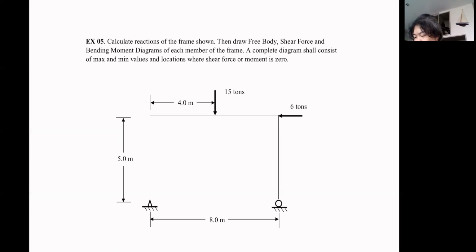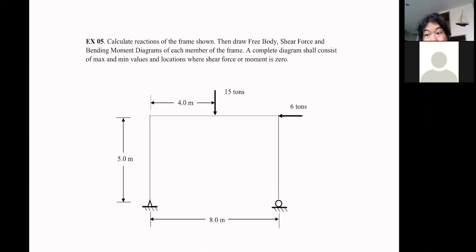We may try to work cleverly, but I suggest it's not going to be very beneficial in the end. So I'm just going to go ahead and take sigma MA equal to 0. Some of you, when you take the moment, will still have to feel your way that, okay, 50 multiplied by 4 here around A. So that's going to be clockwise and so on.